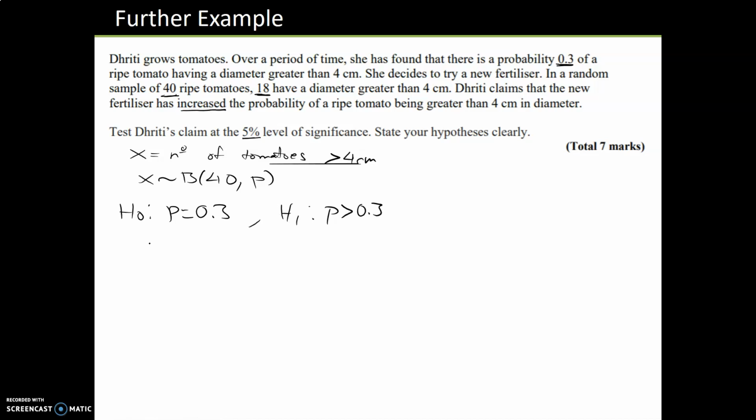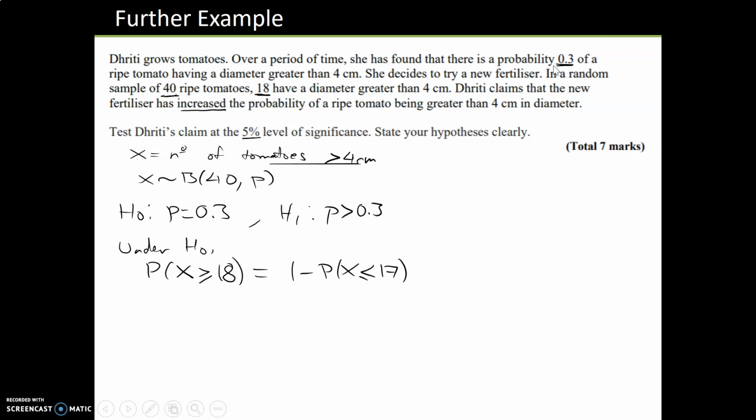So what do I do now? Well, I want to work out the probability, so under H0, the probability of X. Now, 0.3 times 40, so you expect about 12 of them. 18 is more, so something even more extreme would be X bigger than or equal to 18, right? So that's 1 minus the probability of X less than or equal to 17. So this you can do with the table.